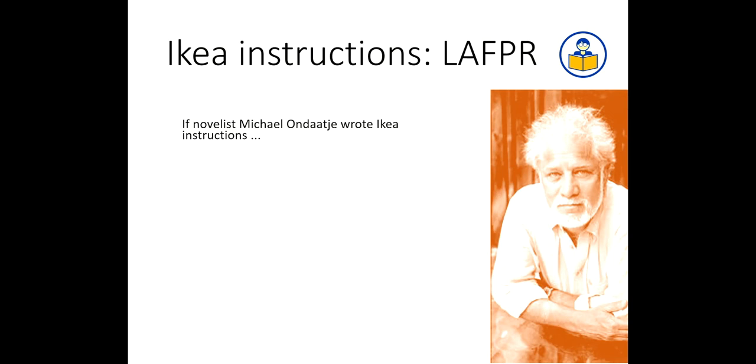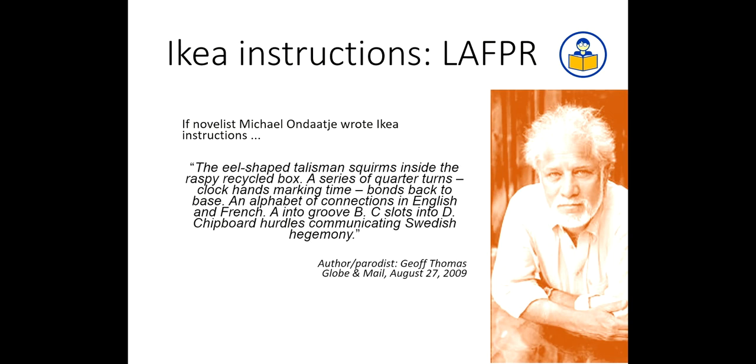Here is a kind of ridiculous example of how this could be done: say the Canadian novelist Michael Ondaatje wrote IKEA instructions instead. He might write it something like this. The eel-shaped talisman squirms inside the raspy recycled box. A series of quarter turns, clock hands marking time, bonds back to base. An alphabet of connections in English and French. A into groove B. C slots into D. Chipboard hurdles communicating Swedish hegemony.